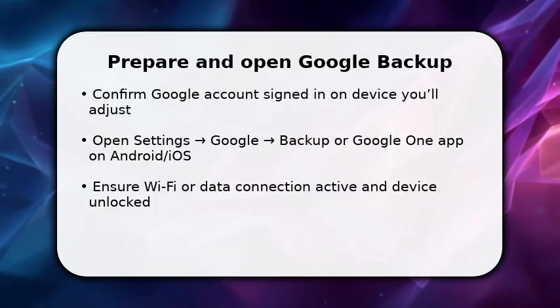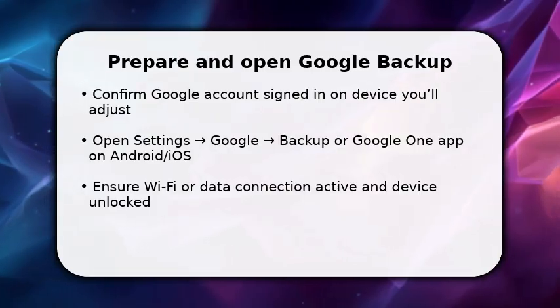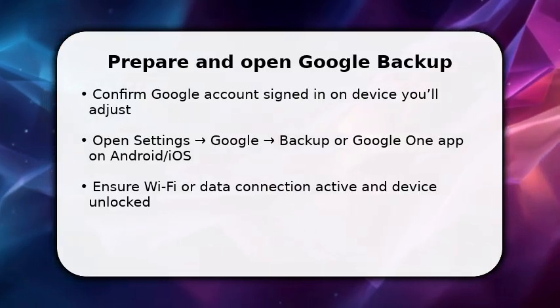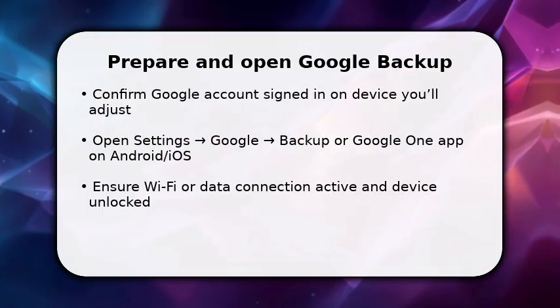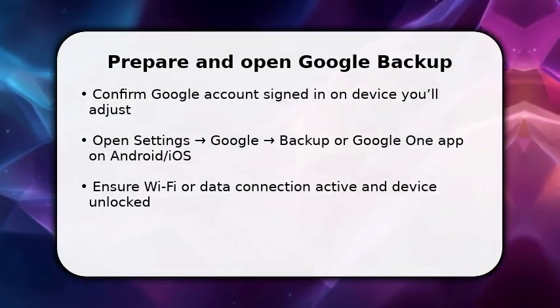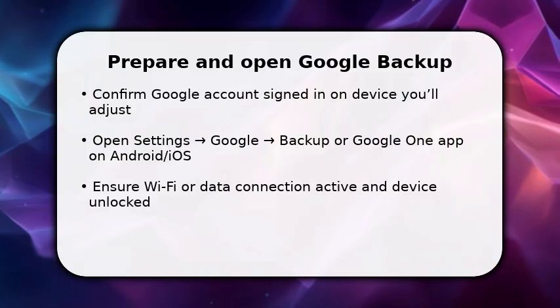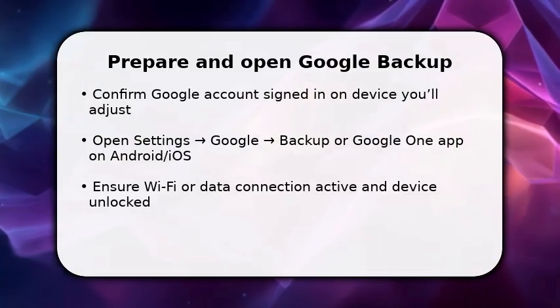You're starting by accessing the service that controls backups. Open Settings, then Google, then Backup, or launch the Google One app. You need your Google account signed in. Once done, check that Wi-Fi or mobile data is active so the controls load.